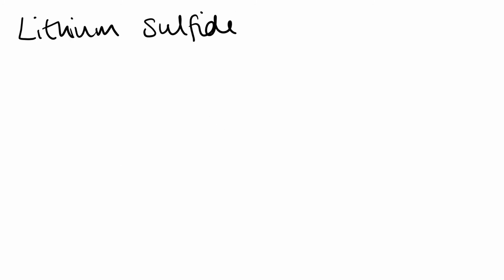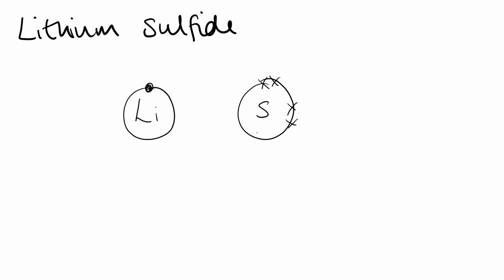To look at a third example, we could go for lithium sulfide. Lithium is in group 1, so has one outer shell electron. Sulfur is in group 6. So lithium needs to lose one electron, but sulfur needs to gain 2. Lithium gives its electron to sulfur, which means that this lithium now has a full outer shell, but the sulfur still has an electron missing. It needs 8 to fill its shell.